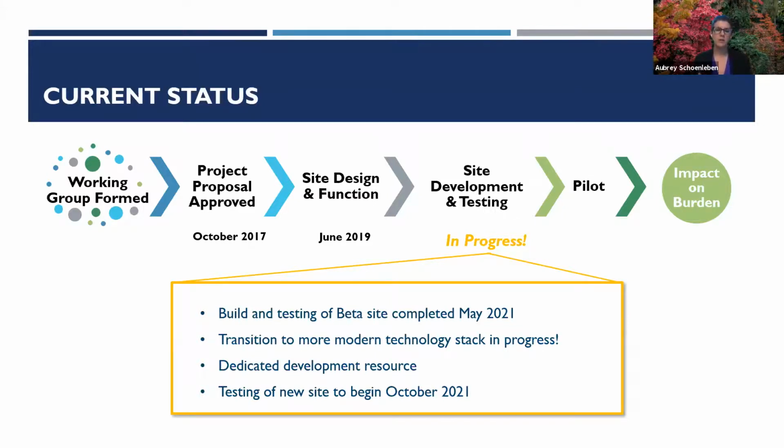And that resulted in the development of a requirements document that we put together in June of 2019 that's currently supporting the phase that we're in now, which is in development and testing. And as you saw back at our May presentation, if you were able to attend that, Elaine shared with you a little demo of the beta site that we had been developing. And we completed the building and testing of that site in May.